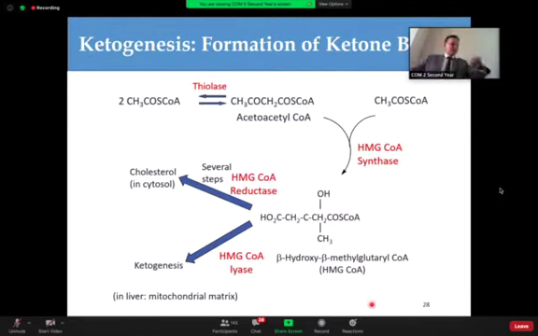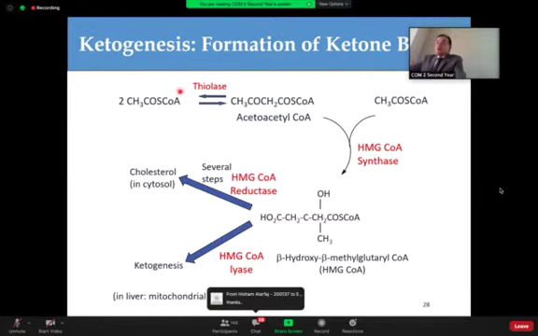Okay, ketogenesis, just quickly so we can finish on time. Ketogenesis, which we already know, we talked about it. Formation of ketone bodies. How does it happen? We said fatty acid oxidation is the source, where we have acetyl-CoA. 2 acetyl-CoA through an enzyme called thiolase get converted into acetoacetyl-CoA. Now a third acetyl-CoA, so 3 acetyl-CoA condense through HMG-CoA synthase.